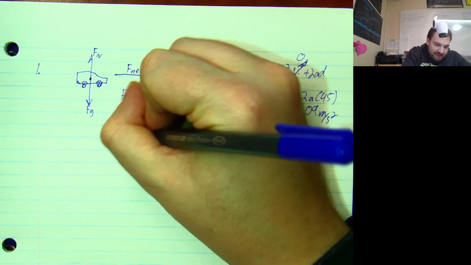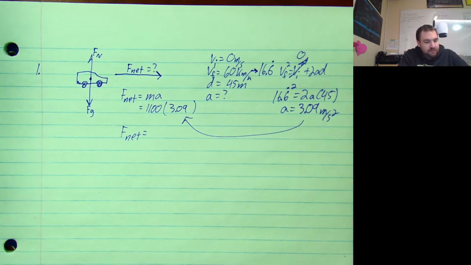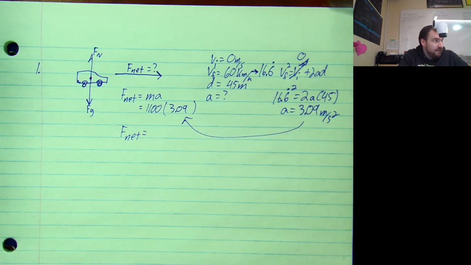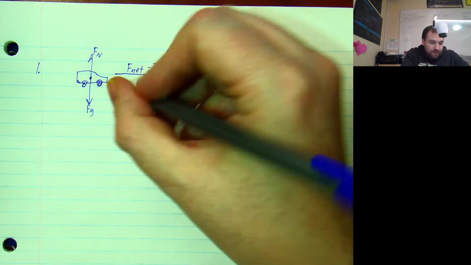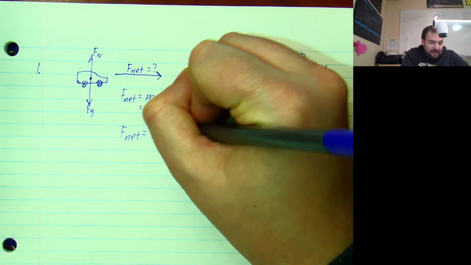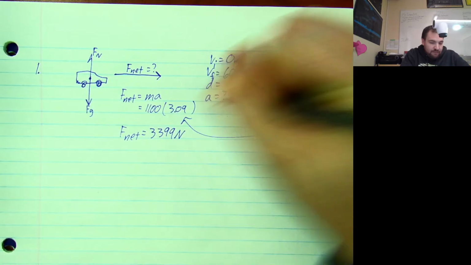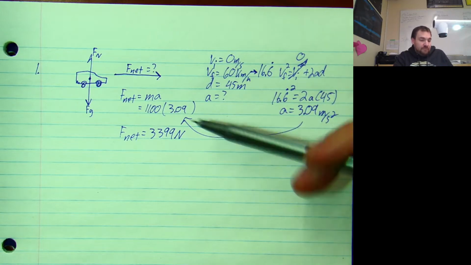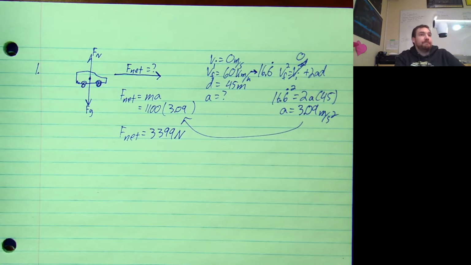So then what must the net force on the car be, given its mass and the acceleration? 3,399.95 if you use a repeater. Okay, if I use my rounded value. If I don't round at any point, then yeah, you're right. But that's it. That's number 1.